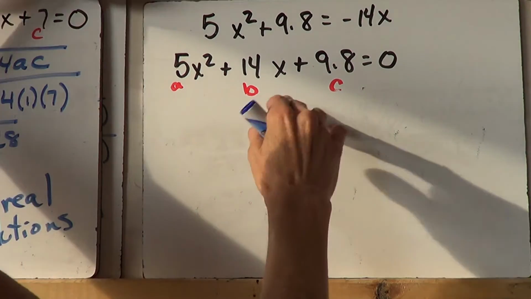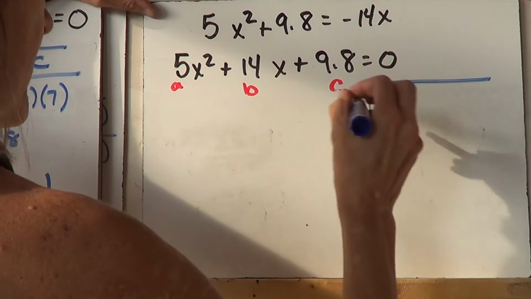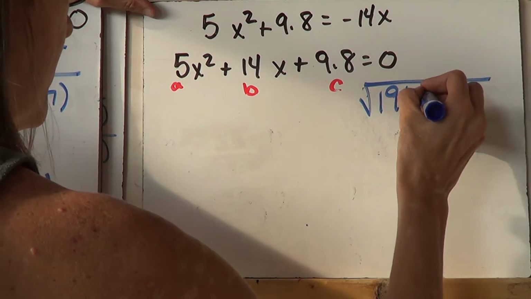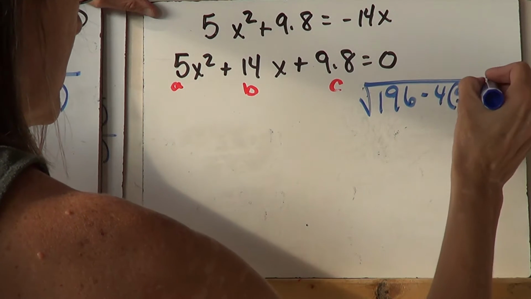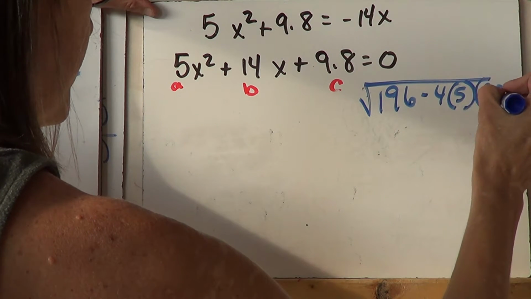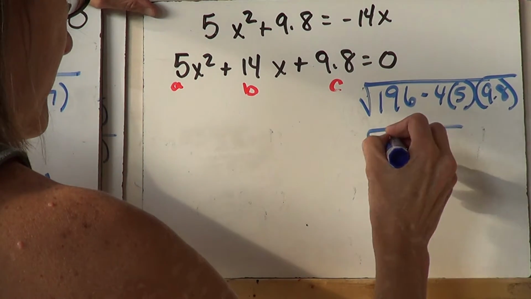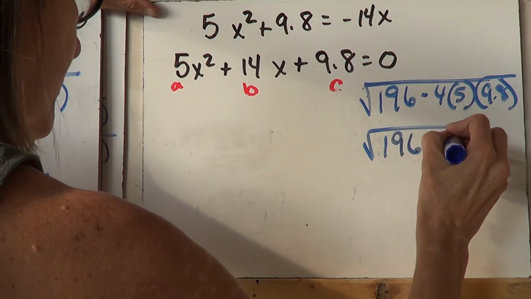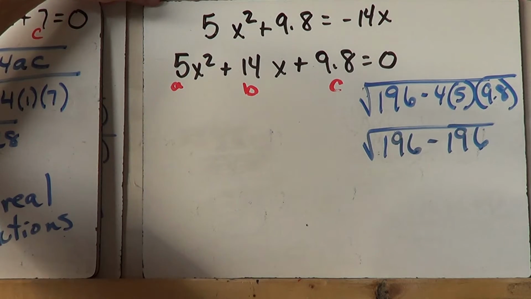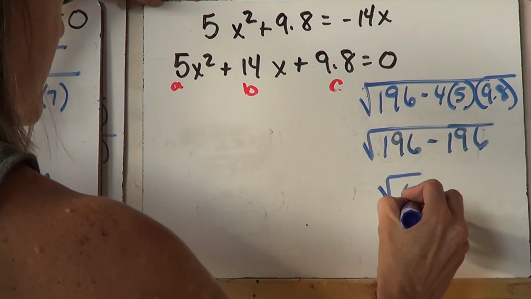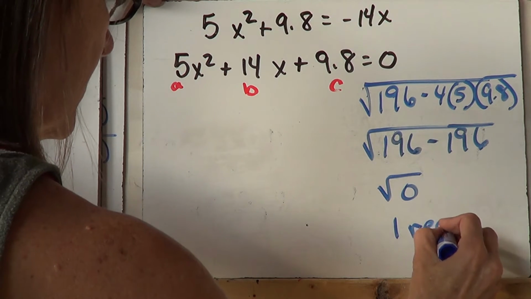Once it's in standard form, we go to our discriminant. B squared, 196, minus 4 times 5 times 9.8. Okay? This ends up being 196 minus 196. Okay? That ends up being radical 0. So we know that there's only one real solution.